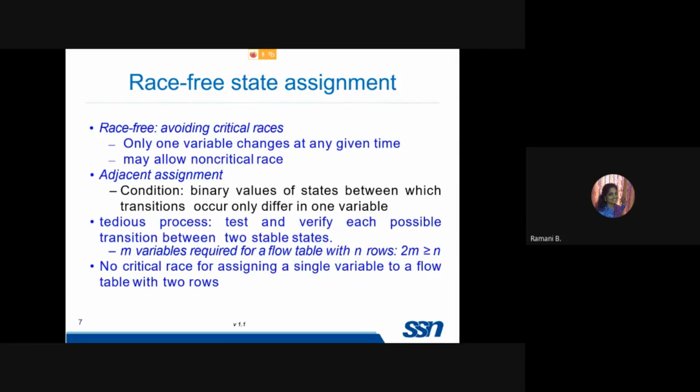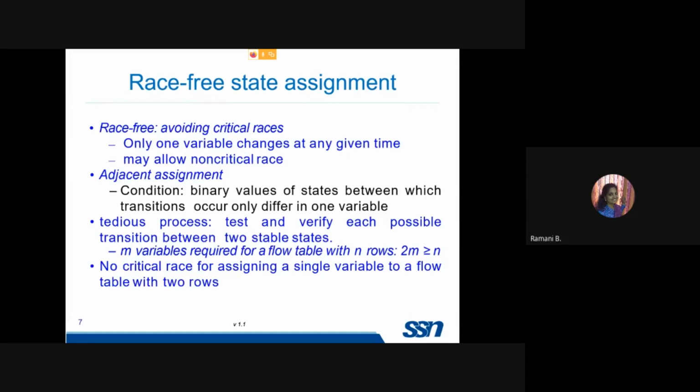So only one variable should change at any given time. That is the main thing. Then with the adjacent assignment, we see the condition that binary values of states between which transitions occur only differ in one variable. Adjacent state. It is similar to what we do with the K-map and all. Adjacent assignment, that is adjacent state. You should have only one variable change at a time. So this is as such a tedious process.